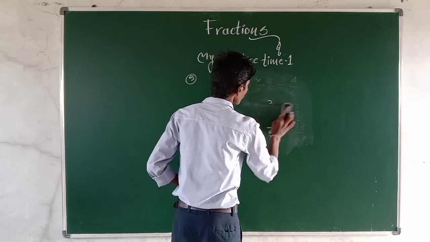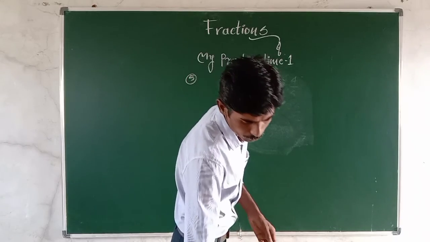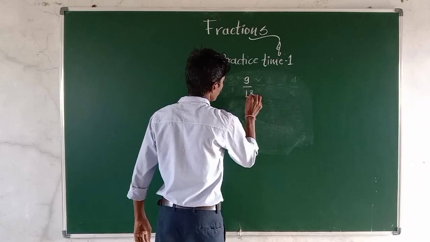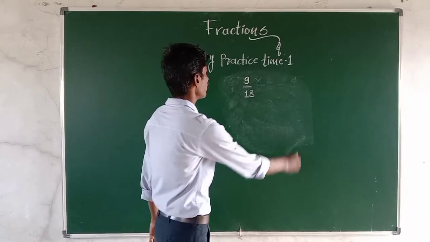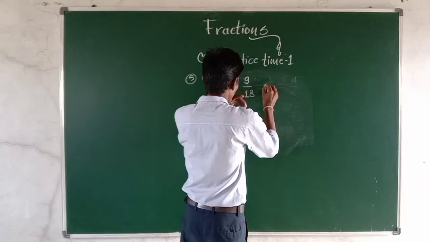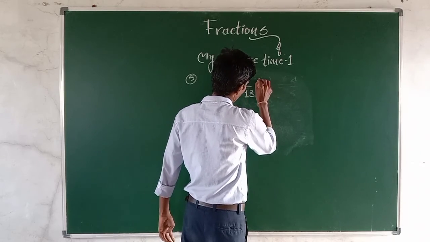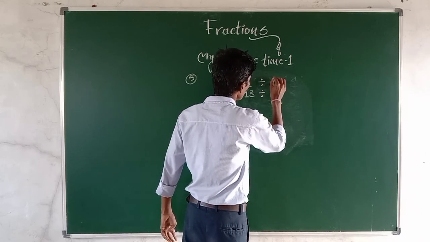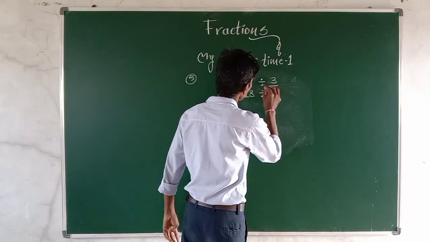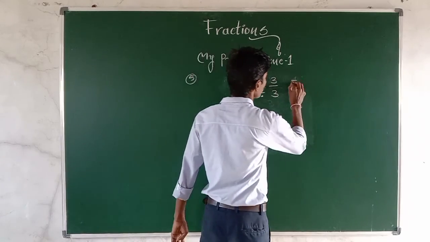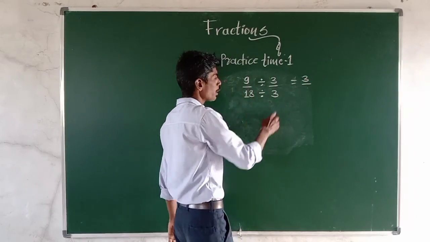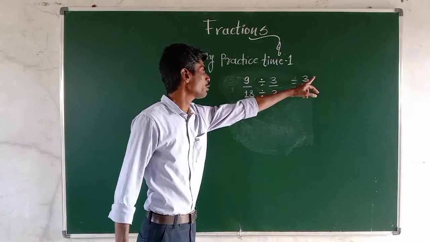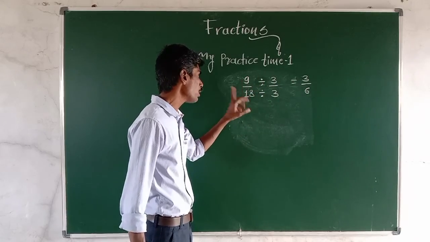Then 9 by 18. Now I will divide this 9 as well as this 18 by 3. 9 divided by 3 is 3, and 18 divided by 3 is 6. So 3 by 6 is also equivalent to 9 by 18.